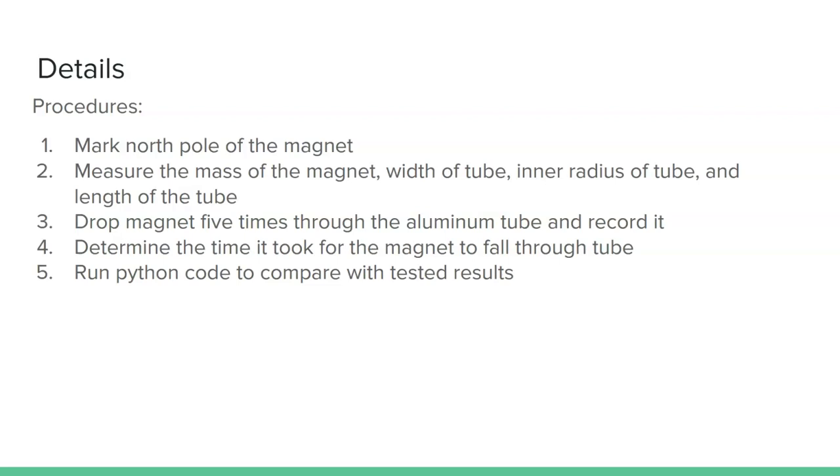The procedures for this experiment were: first, I had to mark the north pole on the magnet, so I knew which end to drop first. The second part was to measure the mass of the magnet, width of the tube, the inner radius of the tube, and the length of the tube. The third step was to drop the magnet 5 times for my trials through the aluminum tube and record it. The fourth step was to determine the time it took for the magnet to fall through the tube, and the fifth step was to run the Python code with the initial values and measurements to compare with the tested results.